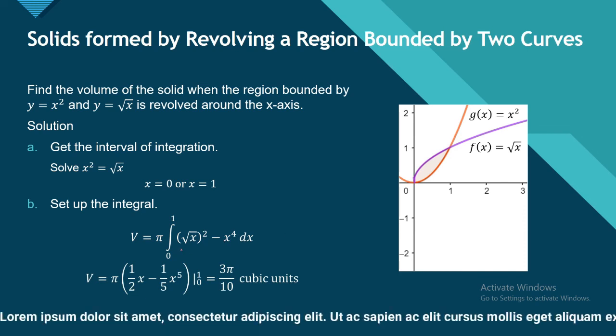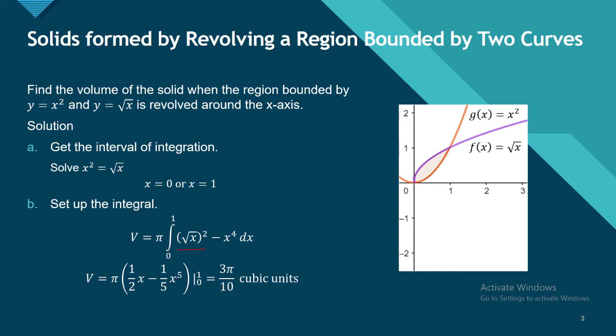Well, it's easy to get the antiderivative of that. That is just the integral of x, so it's going to be 1/2 times x squared minus the antiderivative of x to the 4th dx, which is x to the 5th over 5, and then the whole thing evaluated from 0 to 1, and it is equal to 3 pi over 10 cubic units.